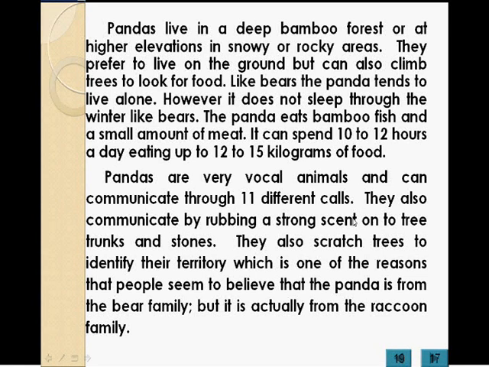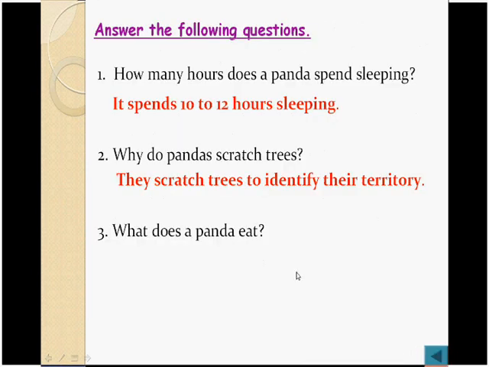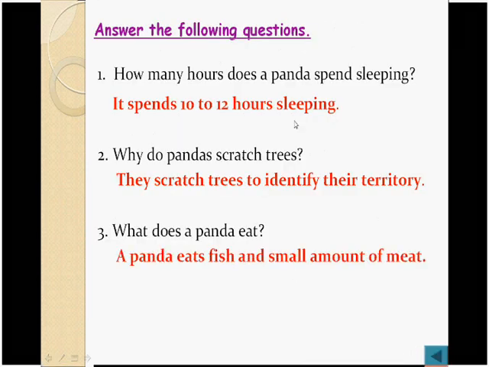So if you have in the question the word eat, then you go to the passage, look and scan, okay, and find the word eats. Then you go through the whole sentence to find the type of food they eat. So the panda here eats bamboo, fish and small amounts of meat. So it's there. Let's have a look at the answer. A panda eats fish and small amounts of meat.